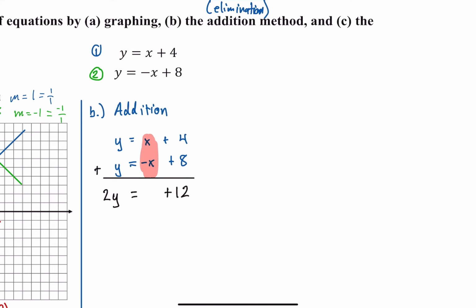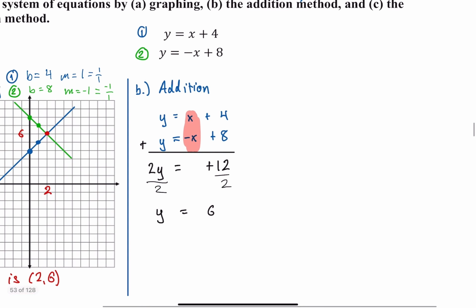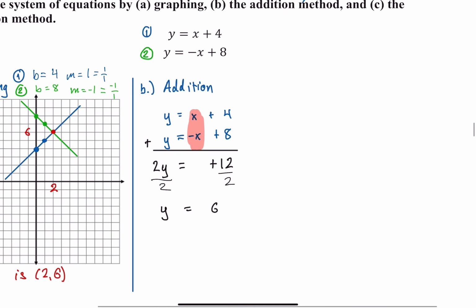Finishing the solution here, I will divide both sides by 2, and what we end up with here is x is equal to 6. Excuse me, y is equal to 6. Do as I wrote, not as I said.